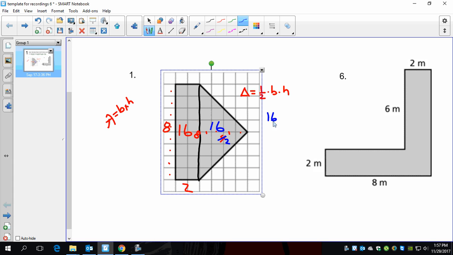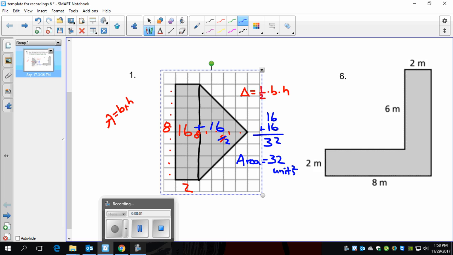So if we add those two together, 16 and 16 is 32. So the area of this composite figure would be 32. And we don't know what we're in, so we could just leave it as 32 units, and that would be squared. So 32 units squared. You got a triangle, you got a rectangle, you got to add the two together to get your area for that shape. That was number 1.